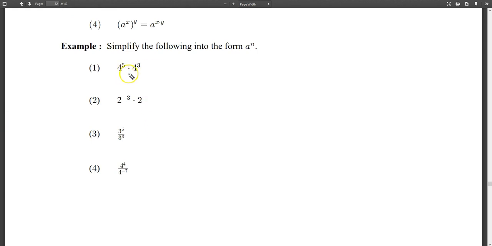So let's simplify these into a form, an exponent with a single base. So for example, 4 to the 5th power times 4 cubed. Well, using our rules, that would be 4 to the 5 plus 3, or 4 to the 8th power.